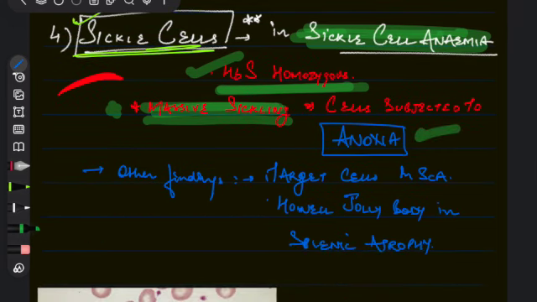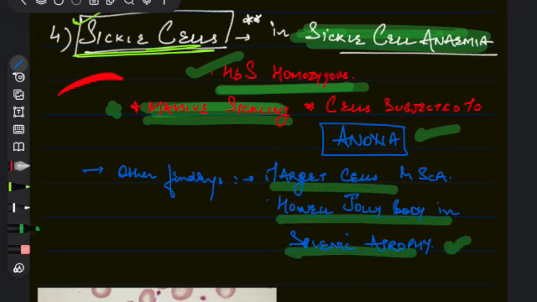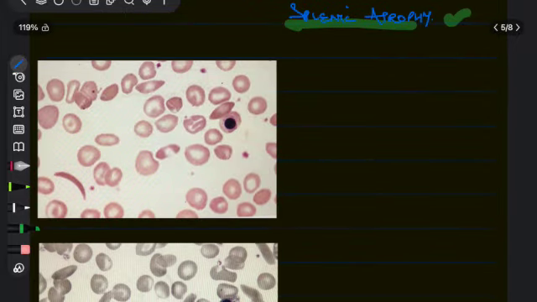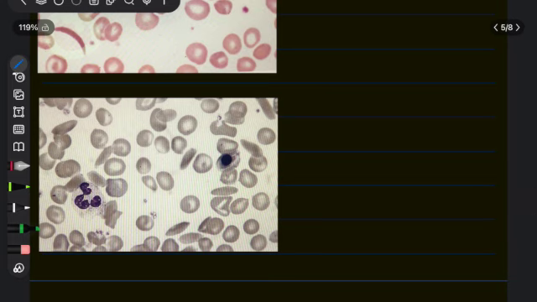Other findings we can see are target cells in sickle cell anemia, and Howell-Jolly bodies due to splenic atrophy in these patients. The pic here shows the typical sickle cell, and these are boat-shaped cells. This pic also shows boat-shaped cells in a patient of sickle cell anemia. Okay, I hope you are getting it.